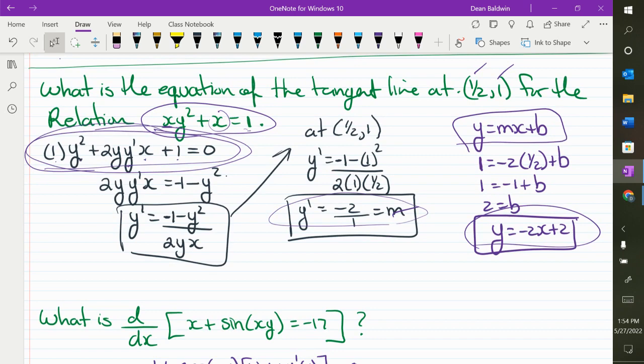x plus sine xy is equal to -17. That is a good test question because it's got this trig function in it.